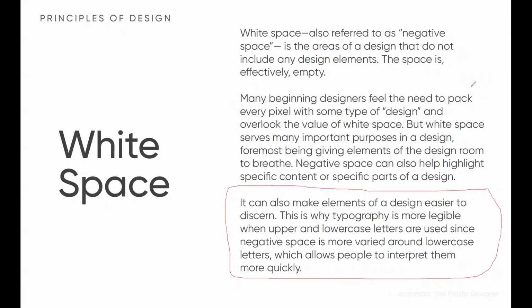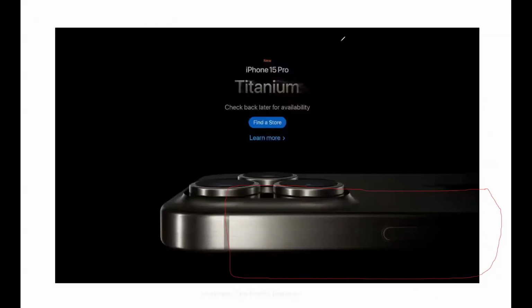Now let's look at an example of white space. Look at this. Take a look at this. This is a perfect example of white space is not white. You can also see that it is effectively empty. In fact, I think Apple uses white space a lot. They are one of the brands that cherish a lot of white space.